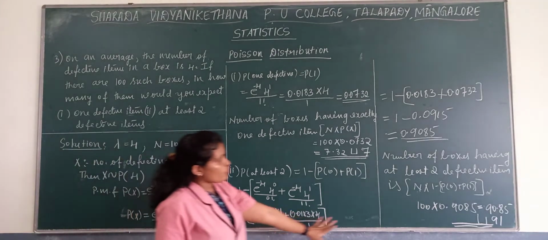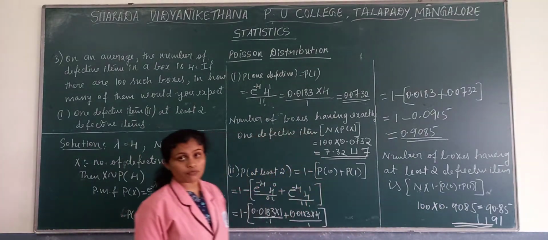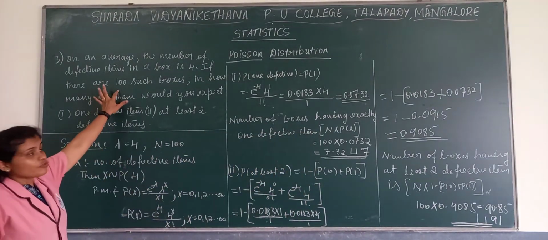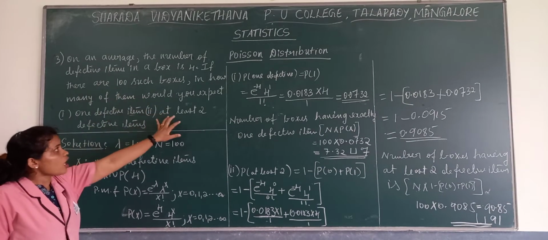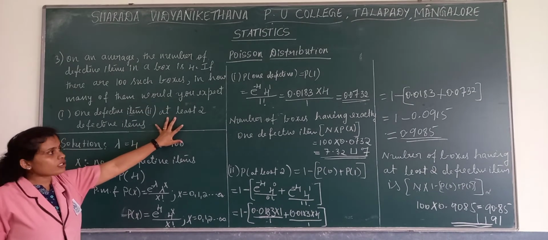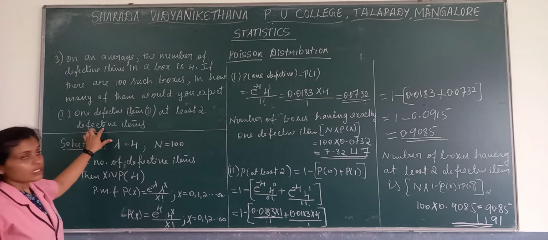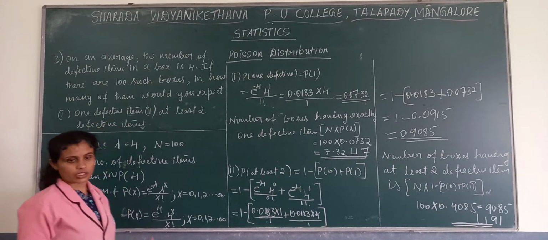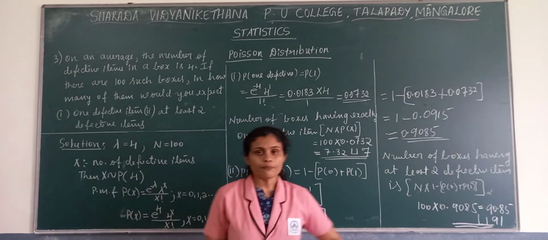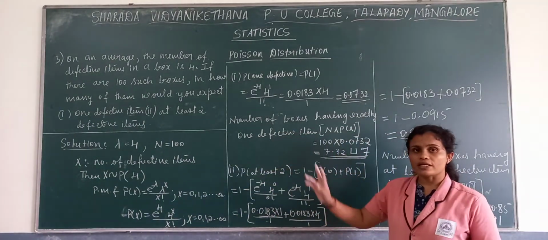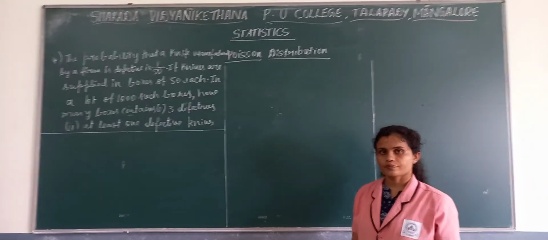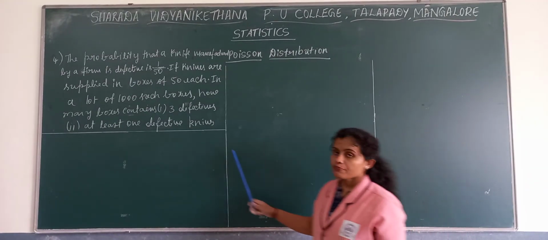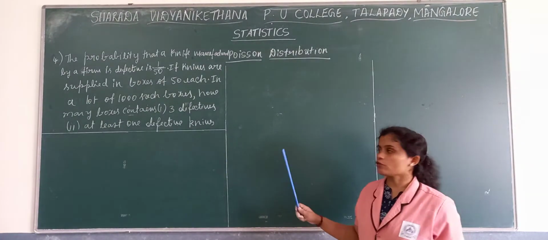At the end, for the final answer, we need to multiply. We have to find out in how many boxes we have exactly two defective items, at least two defective items, and exactly one defective item. Now we'll see one more kind of problem under Poisson distribution. Now we'll see the next problem. This is another kind of problem.